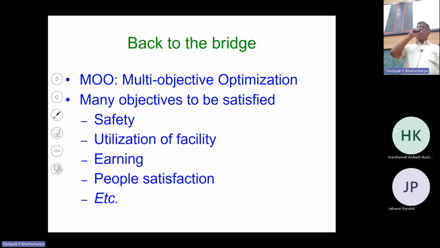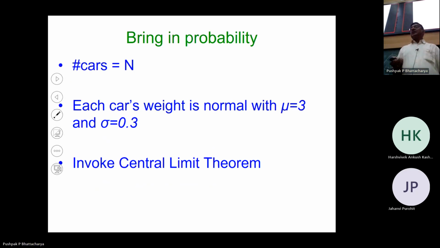Okay. So it's a multi-objective optimization problem. Many objectives have to be satisfied: safety, utilization of facility, earning, people satisfaction, and so on. So let's bring in probability. It is brought in the following way. The number of cars, let it be n. Only up to n cars will be allowed. Each car's weight is normal with mean equal to 3 and standard deviation 0.3.